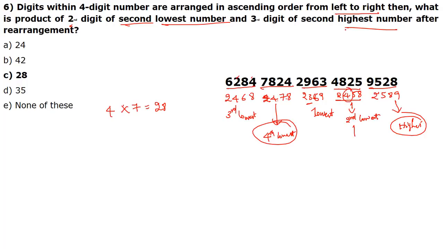And the third digit of the second highest number. Fourth lowest would be the second highest. So we need to take the third digit, that is 2 4 7 8 has to be considered here. So after rearrangement, 4 into 7 would be 28. That's nothing but option C, which has to be our answer in this case. I hope you got it.